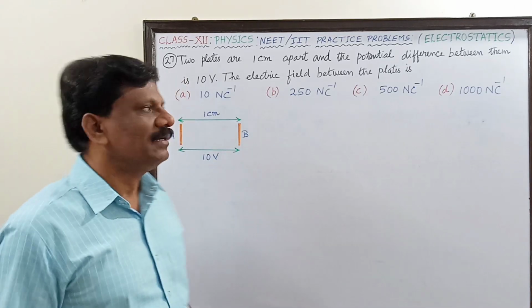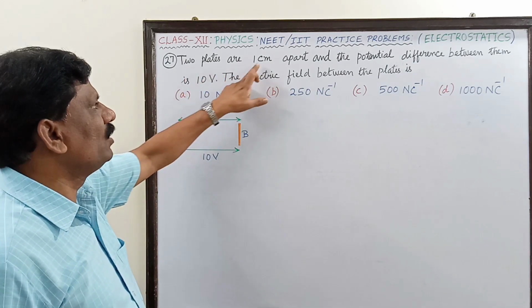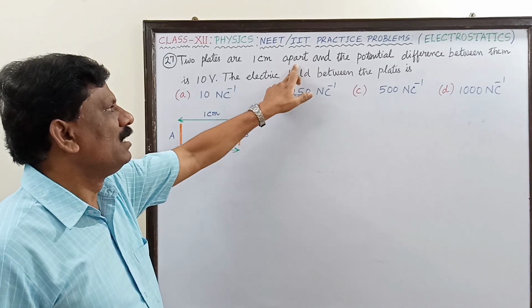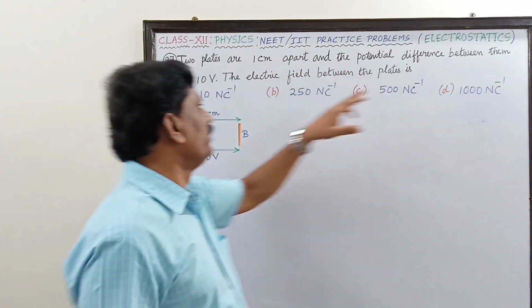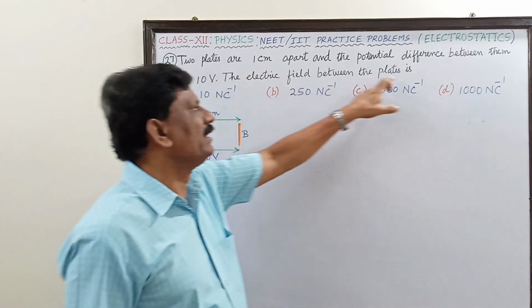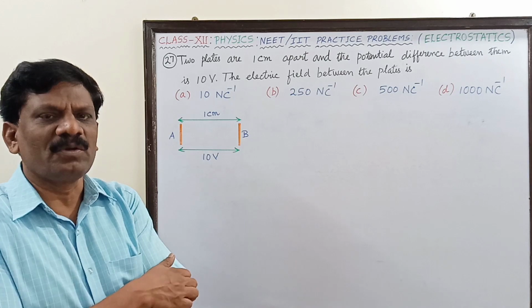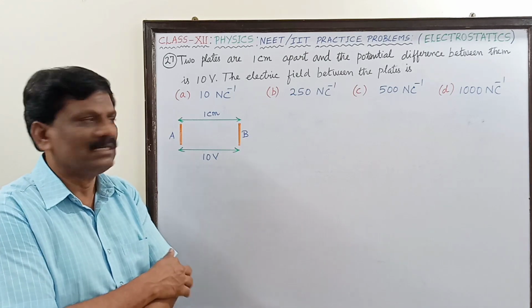Hi students, MCQ number 27. Two plates are 1 centimeter apart and the potential difference between them is 10 volt. The electric field between the plates has to be determined. This is the easiest possible question that can be asked in this content.